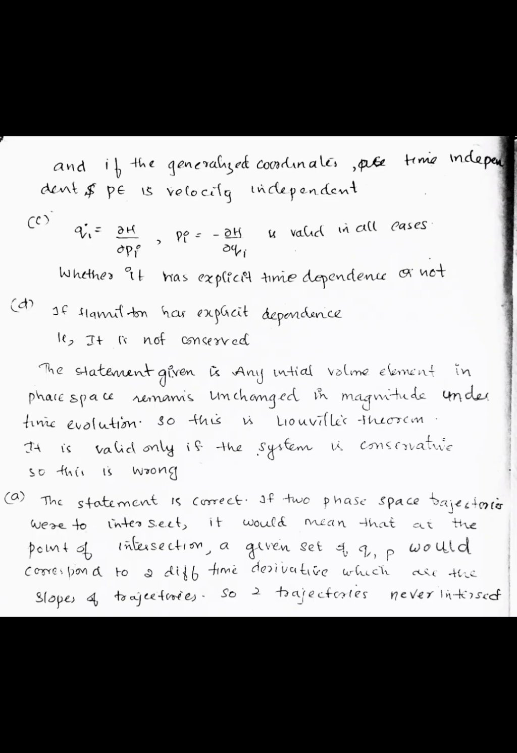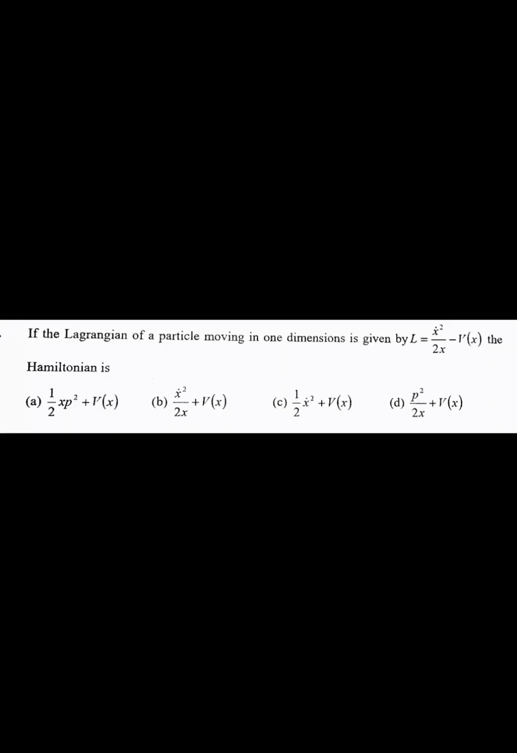Option A says that different phase trajectories cannot intersect each other. Actually, this option is correct, because if two phase trajectories intersect, they would meet at a point of intersection, and at that point we would have two sets of q and p values. This is not possible, so we can say that two trajectories never intersect each other, so option A is correct.